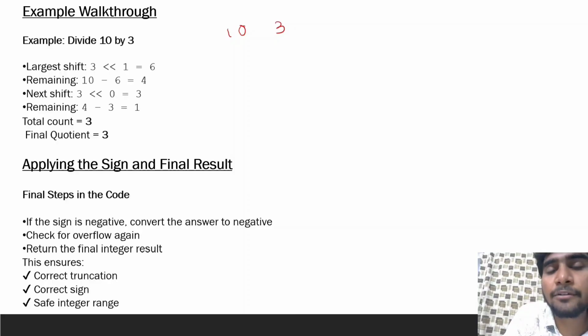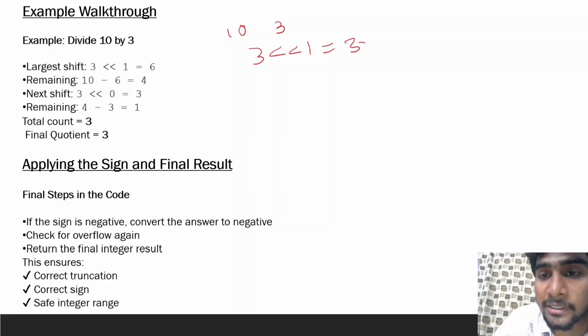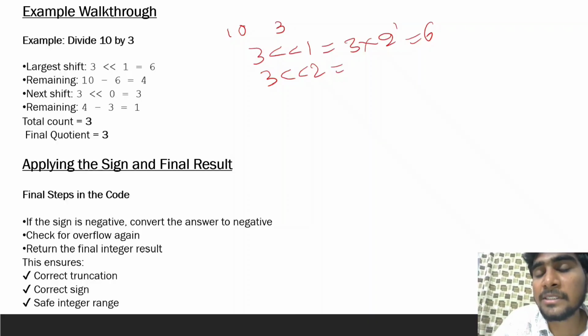First we have to calculate 3 left shift 1. This is exactly equal to 3 into 2 power 1, so that is equal to 6. If we do 3 left shift 2, then the answer is 3 into 2 square, which is equal to 12. 12 is greater than our requirement.